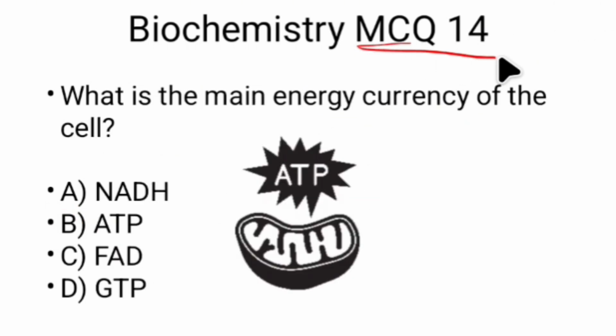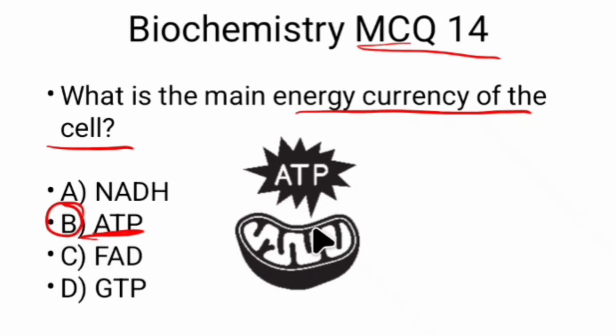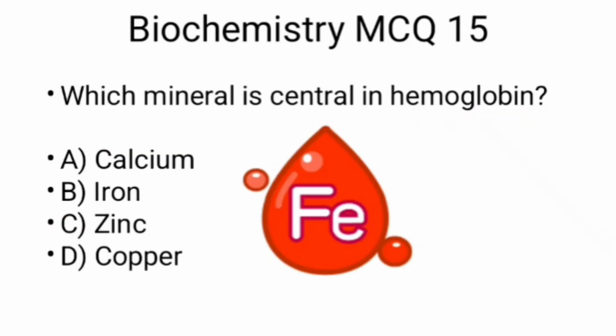Question number 14. What is the main energy currency of the cell? The correct option is B. ATP is the major energy currency for the cell.